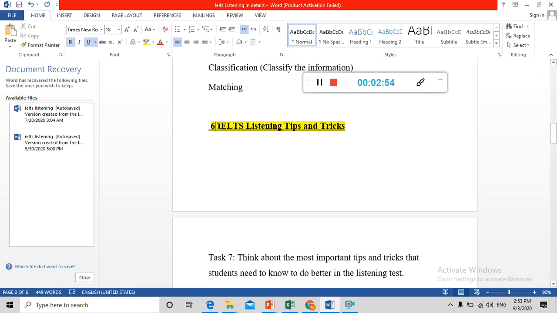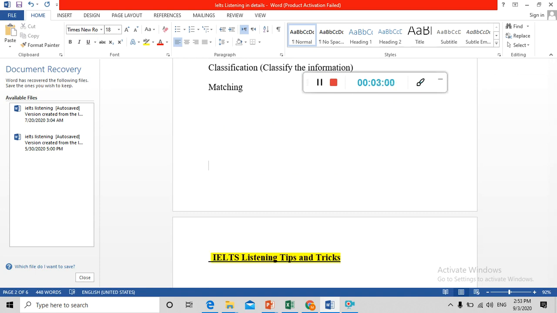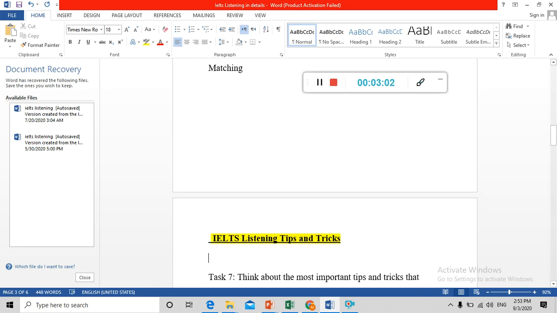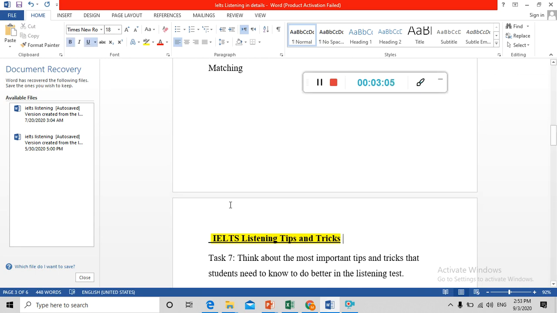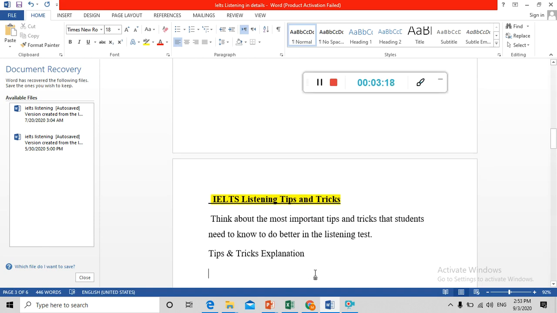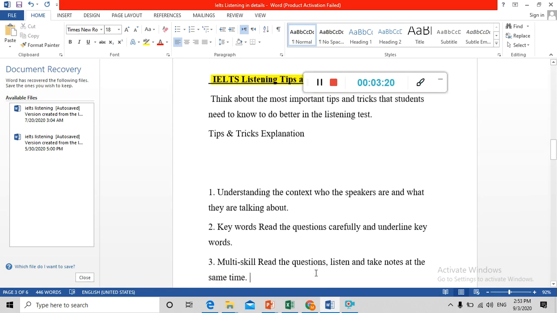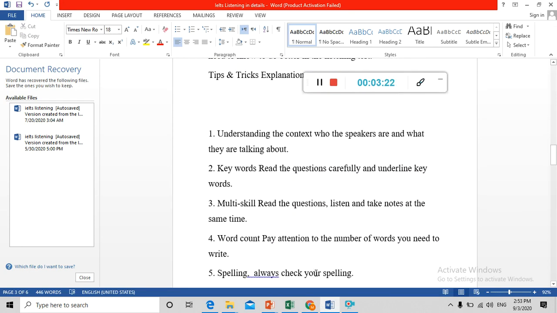Then we have what we call IELTS listening tips and tricks. What are the tips and tricks to help us in IELTS test? Think about the most important tips and tricks that students need to know to do better in IELTS listening test. I'll start one by one and explain one by one.